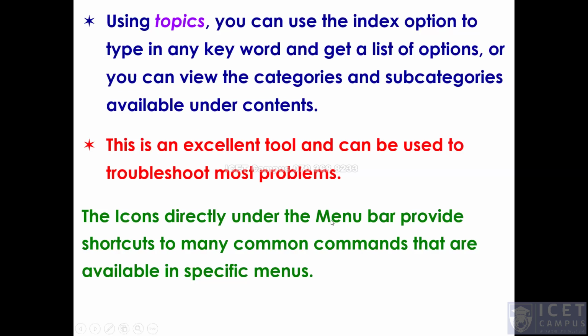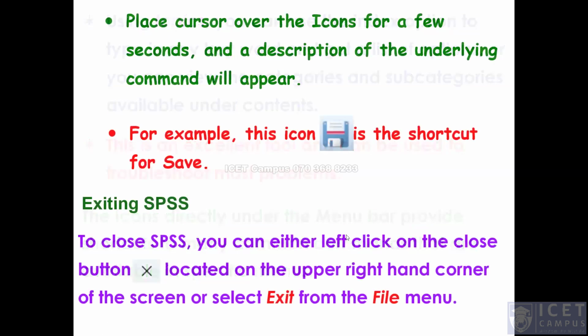The icons directly under the menu bar provide shortcuts to many common commands that are available in specific menus. So then some commands are there. Here, this icon we can use to save our SPSS file. So, we have to save twice. One is the SPSS data editor. The other one is the SPSS output editor.